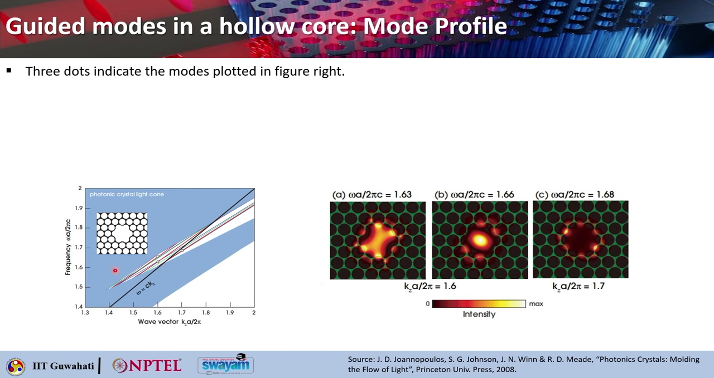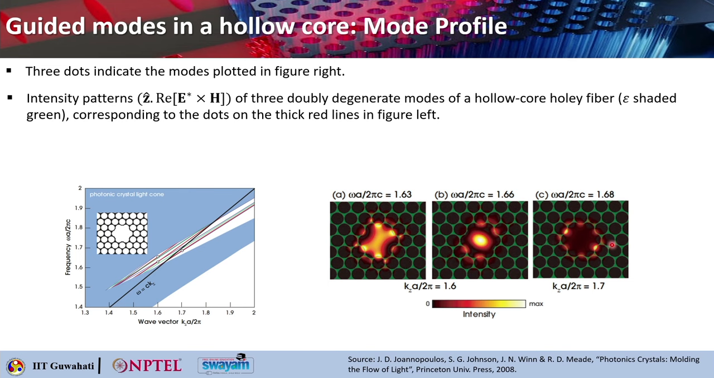So when you do simulations and first focus on this particular one, what we are plotting here is the intensity pattern, okay? That is the real part of E conjugate cross H, which is basically giving you the Poynting vector and the direction. So you actually get the intensity of these three doubly degenerate modes of this particular hollow core fiber, right. These three figures correspond to these three dots that you see, okay, and the normalized frequencies are marked here. The first one is omega a by 2 pi c equals 1.63, this one, the one below, okay, and the one on the top is omega a by 2 pi c equals 1.66, and the one here has the highest frequency, that is 1.68, okay.